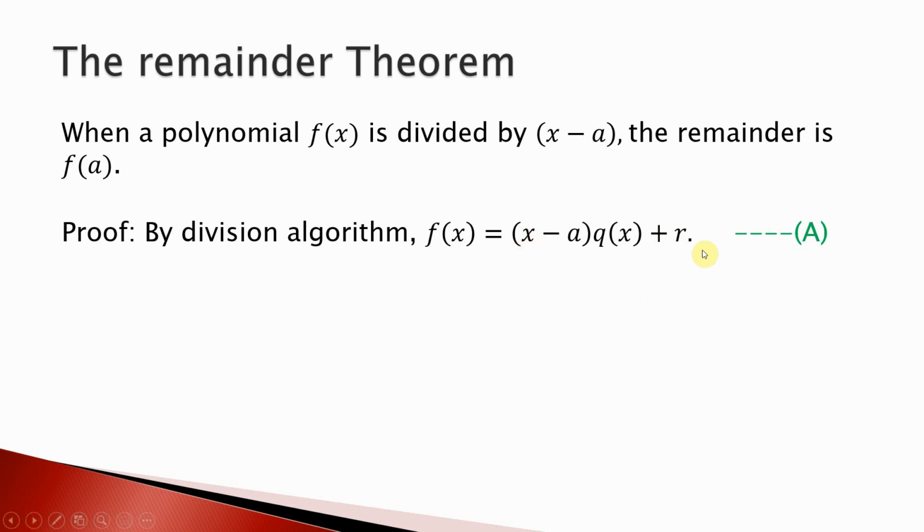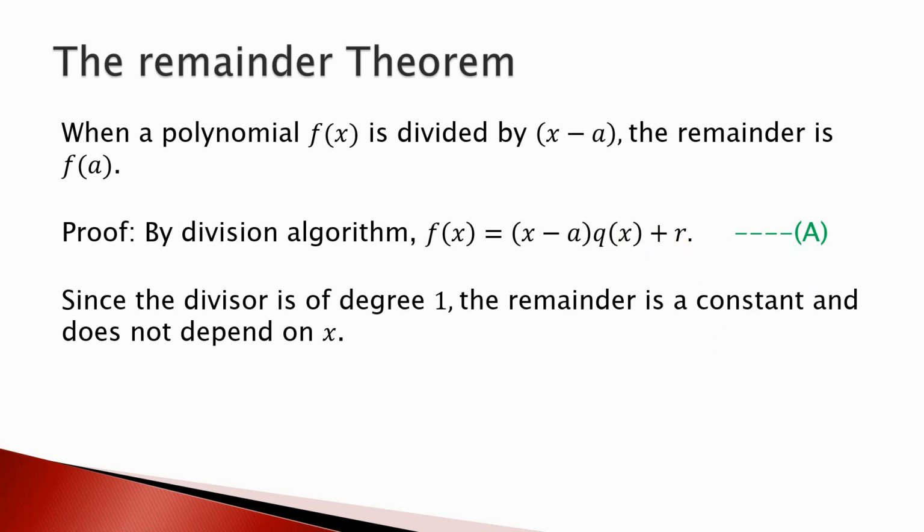If this was a quadratic polynomial, we could not write this. Then we would have to write a general linear polynomial here, something like px plus q, or px plus r. Since the divisor is linear, the remainder is a constant. Constant means it's independent of x, so it's not something like r of x, it's just r. Since the divisor is of degree 1, the remainder is a constant and does not depend on x.